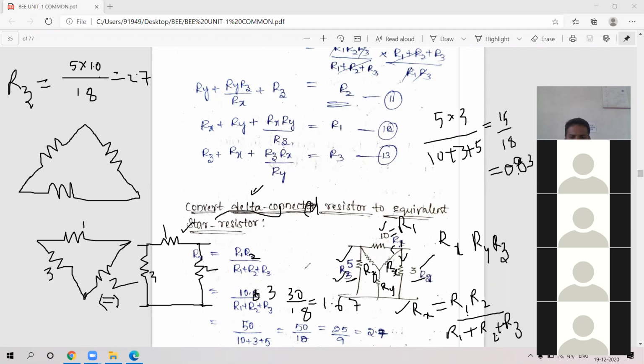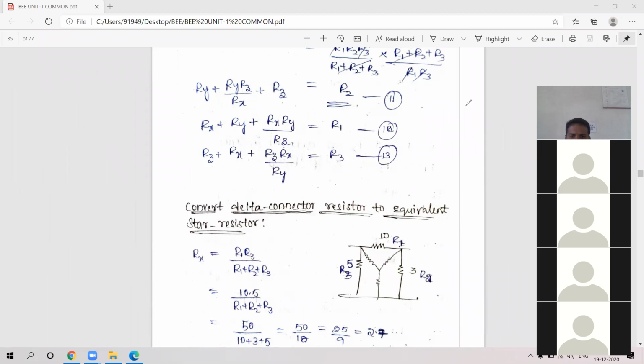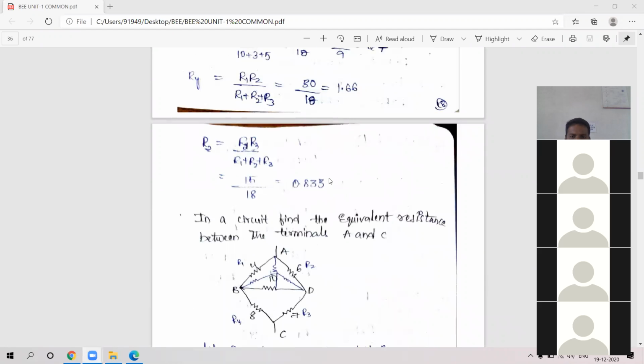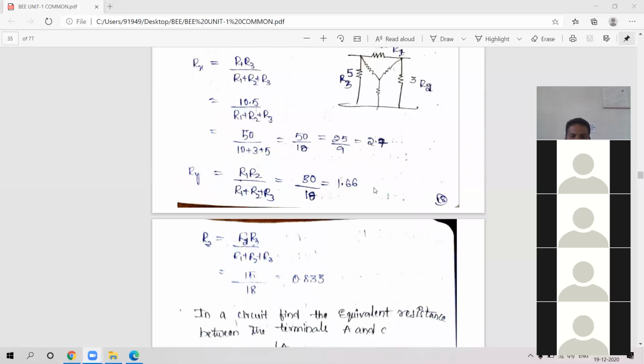So what you have to do finally, I'm clearing. Is everybody finished? Okay, I'm clearing all. So you get 1.67, 0.83. After getting that, the final circuit you need to draw.